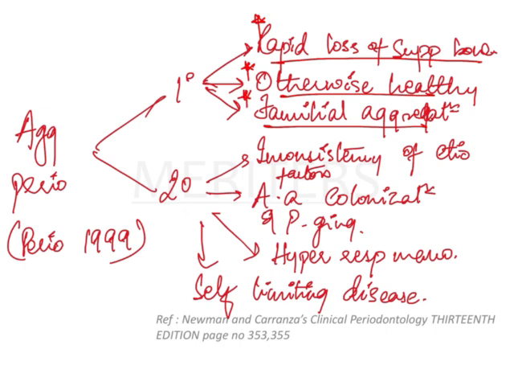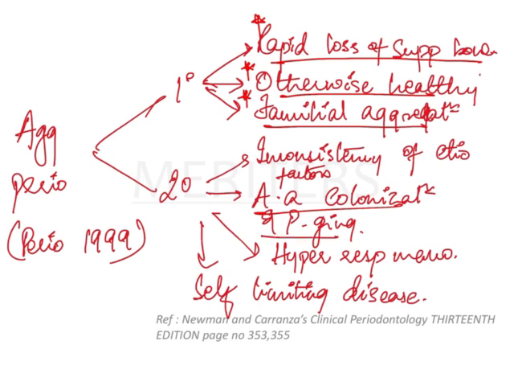Apart from that, there are secondary criteria which include inconsistency of etiological factors. That means the patient may or may not present compulsorily with a lot of deposit of plaque. Also, the amount of discoloration and calculus deposit is very minimal. When you take a subgingival sample of the plaque from this patient, you will see that there is a very strong colonization of AA and P. gingivalis.